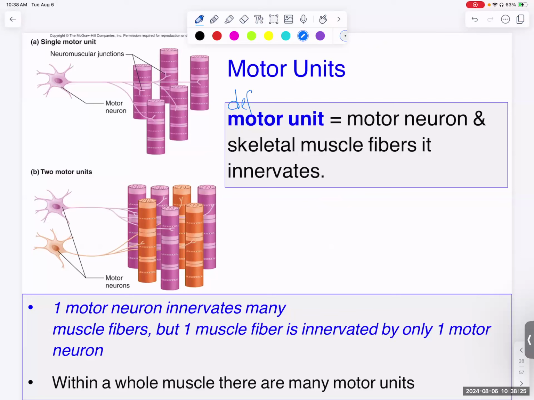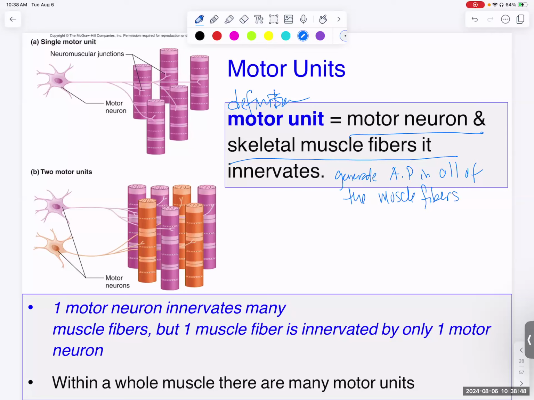So the definition of a motor unit is the motor neuron and all of the skeletal muscle fibers it innervates. And so if that motor neuron is excited, it's going to generate action potentials in all of the muscle fibers it forms neuromuscular junctions with.